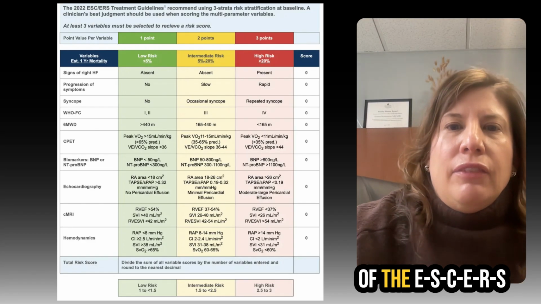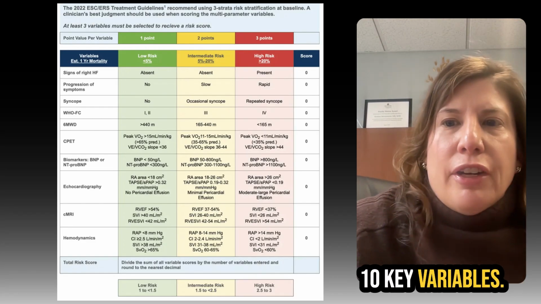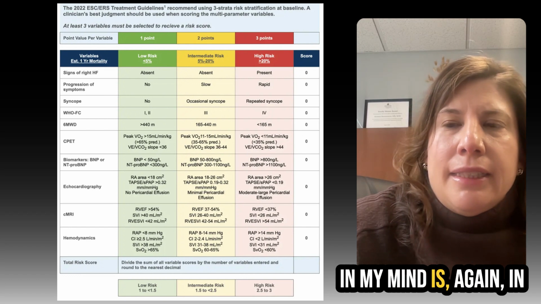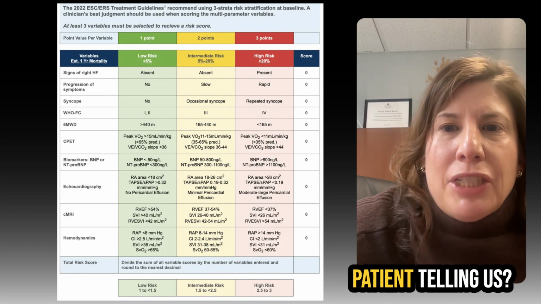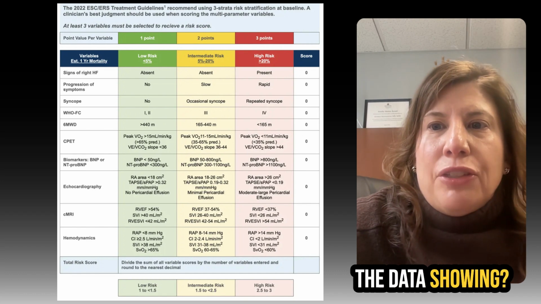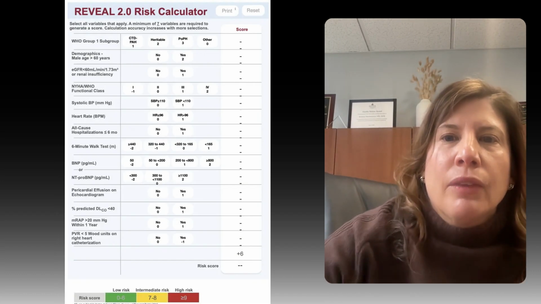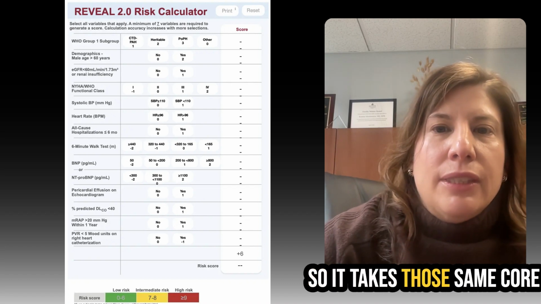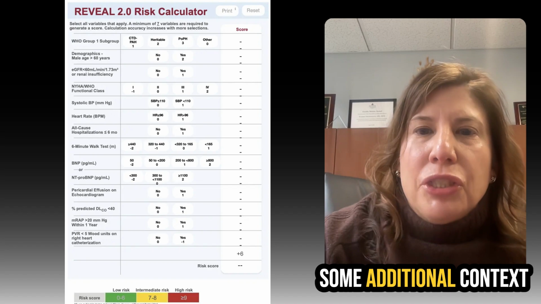And I like to think of the ESC/ERS risk calculator as bringing together 10 key variables. And I think an easy way for me to separate them in my mind is, again, in medicine, looking at things in 2 buckets. 1, what is the patient telling us? And 2, what are the data showing? But another commonly used tool is REVEAL 2.0, which really builds on the ESC/ERS framework. So it takes those same core clinical and diagnostic variables and layers in some additional context.